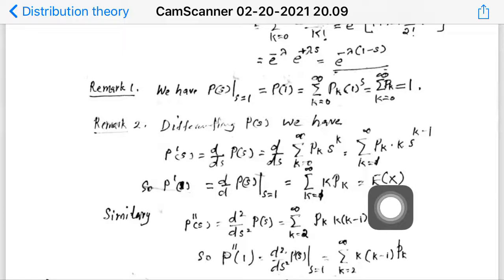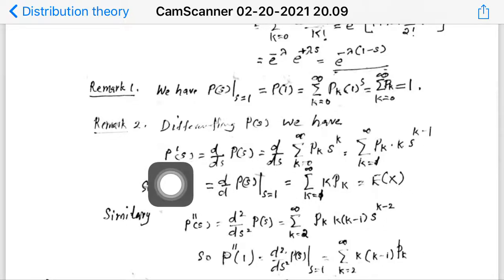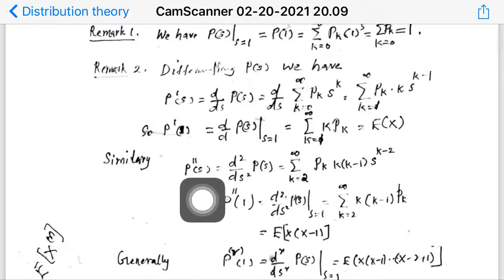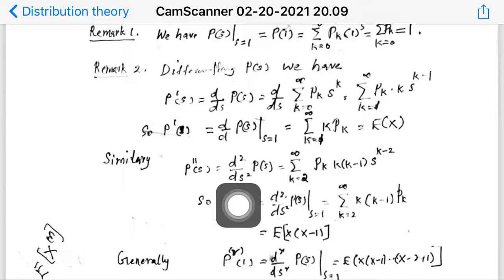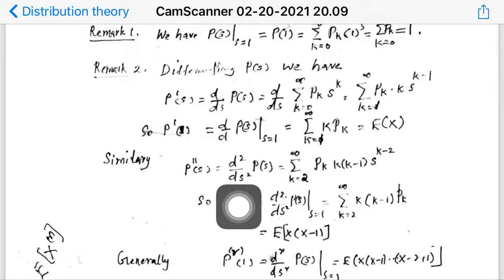So the expectation of x, by definition, is the mean of the random variable, which is nothing but P prime 1. Similarly, you can find the variance also, and for that purpose we find the second derivative and evaluate at s is equal to 1. So P double prime s, that is d2 by ds2 of P of s, that is the second derivative.